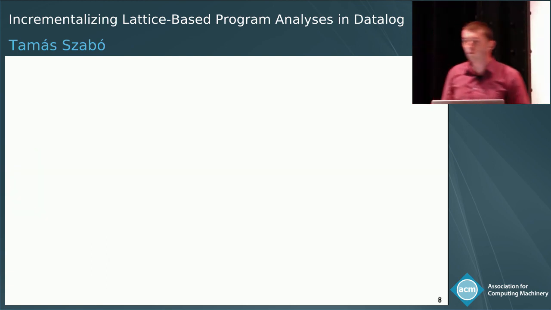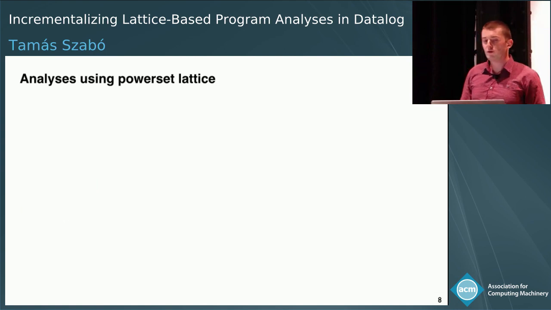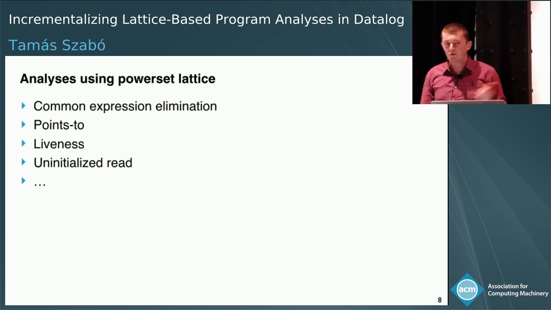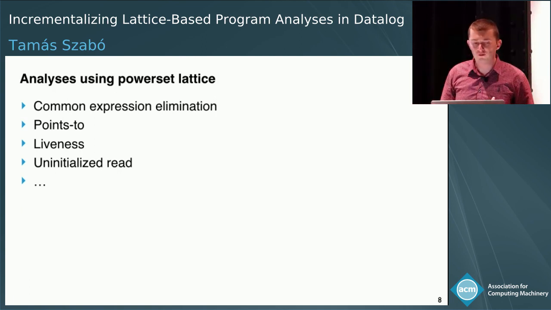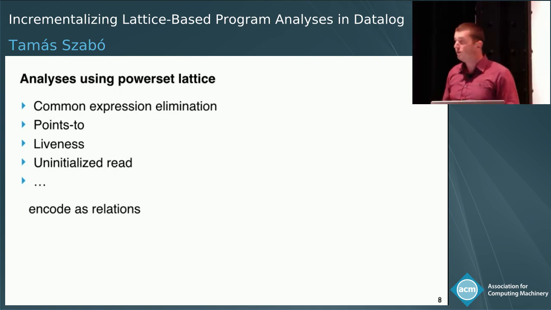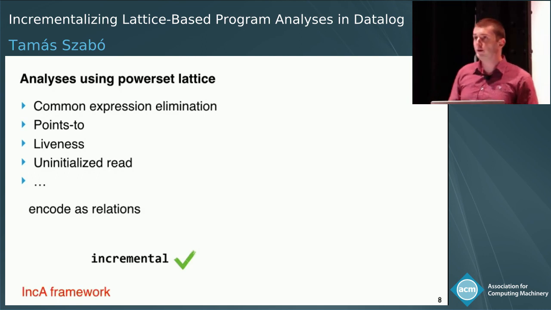So going into a little bit more detail, we could already encode program analyses that rely on the powerset lattice. There are many different analyses that fall into this category. So for example, common subexpression elimination, versions of points-to analysis, liveness, uninitialized read. These can all be encoded as using relations. Essentially, we are relating program elements to each other. And using the IncA framework, we could already incrementalize these analyses.